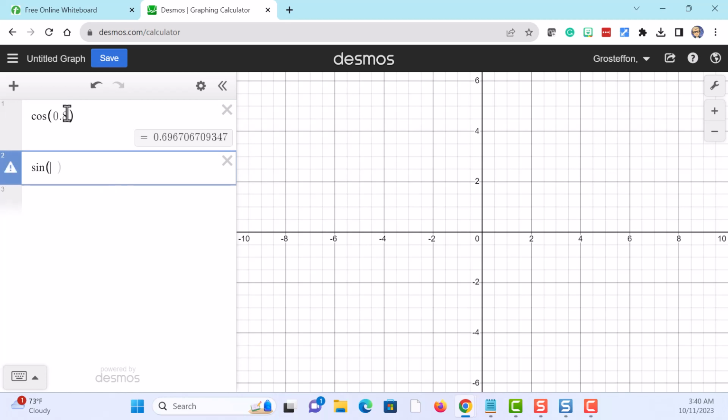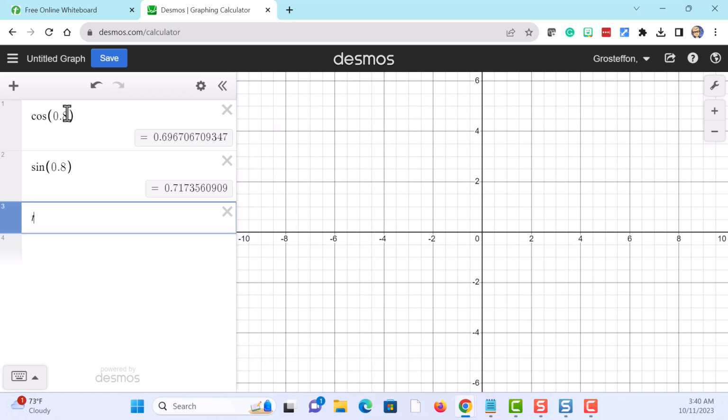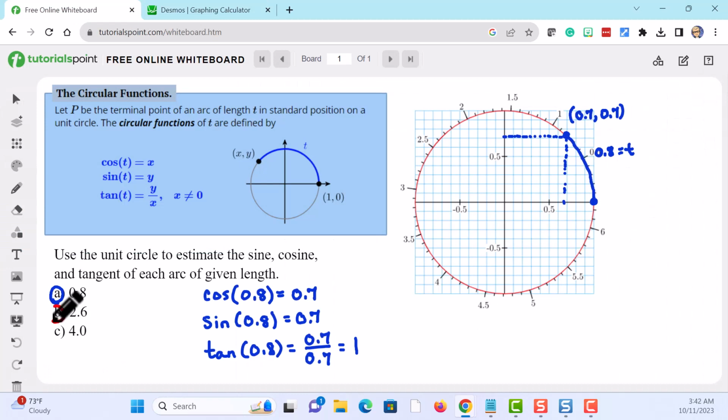We can also find sine of 0.8, and it's a little bit more, but to the nearest tenth it rounds to 0.7. And if we find the tangent of 0.8, it rounds off to 1.0. So using the unit circle, we did pretty well. Let's go ahead and try part B.